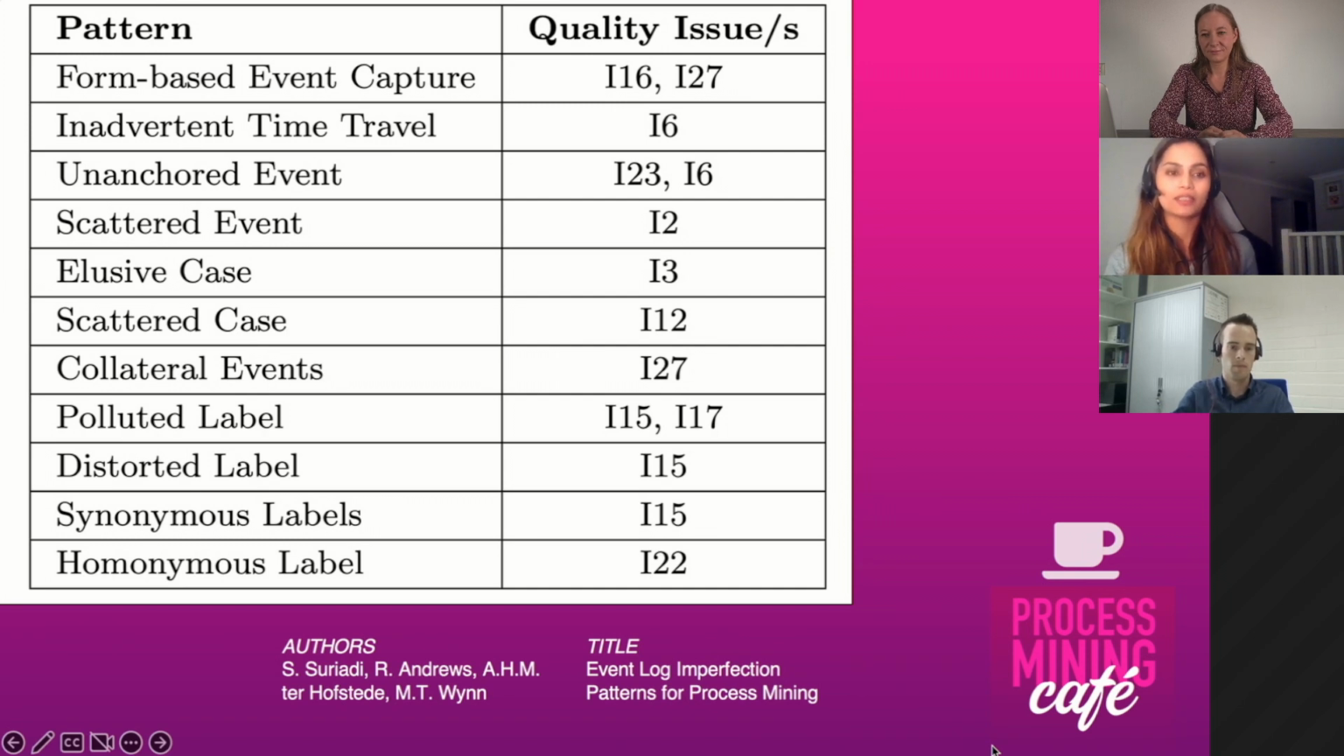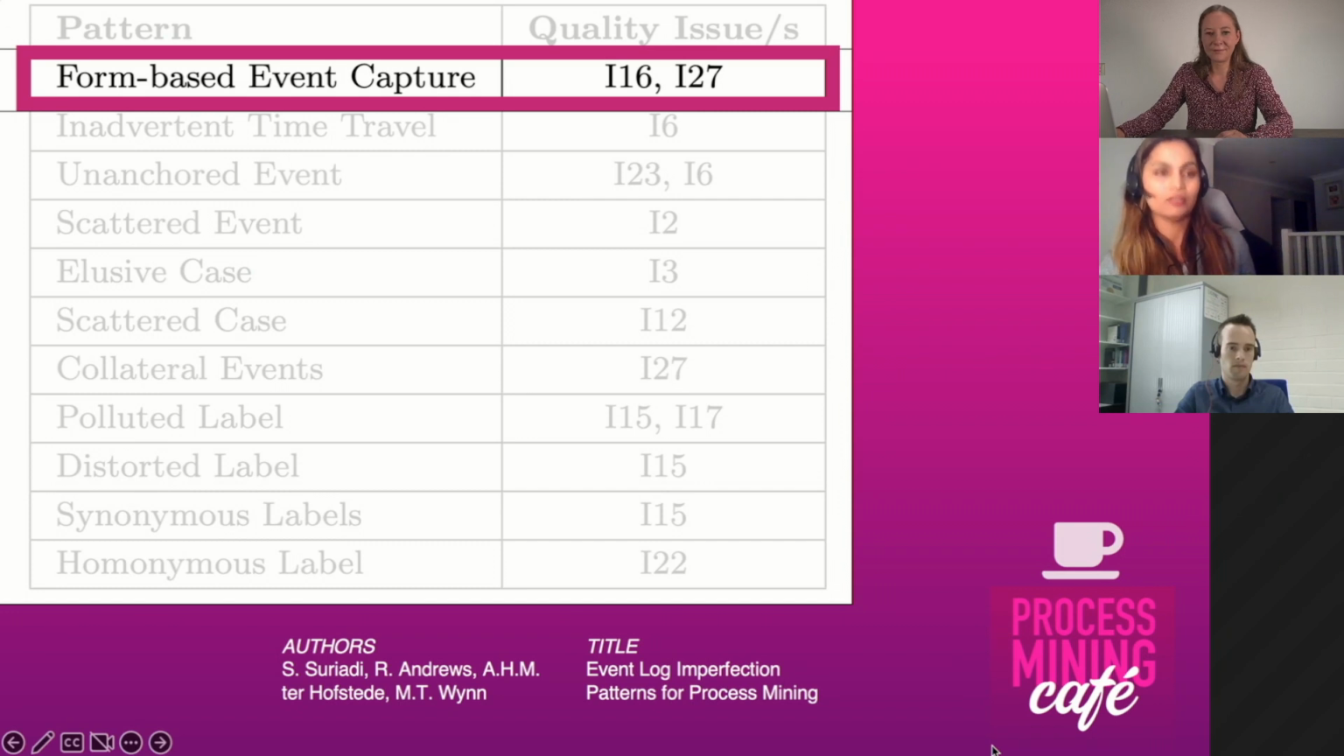So as we were discussing earlier, the dimensions that are there, they're good. Yes, they provide us good insights into the kind of data quality issues that we need to look for in process data. But these particular patterns give you further insights into what are the kind of data quality issues that we have witnessed in the past related to process mining and process data. So for example, the first one, form-based event capture, that's an interesting one.